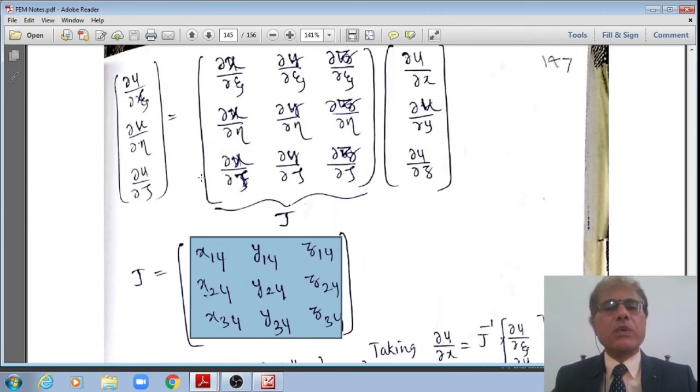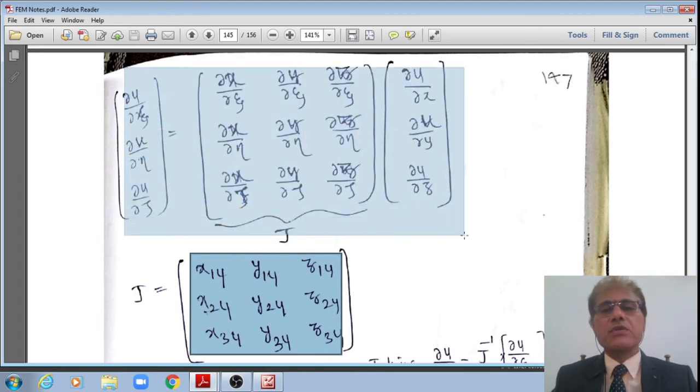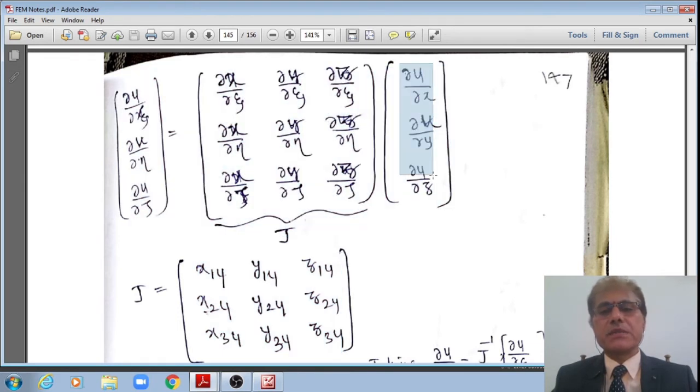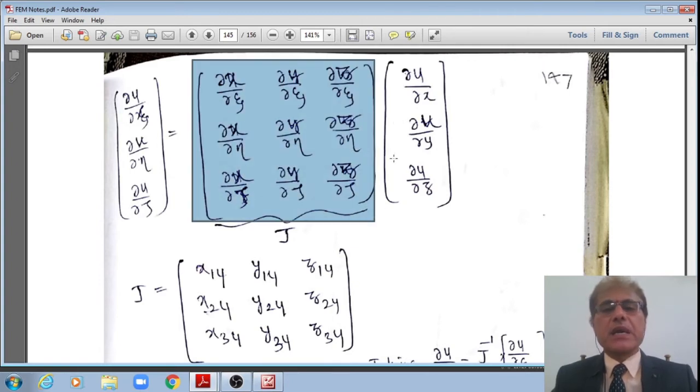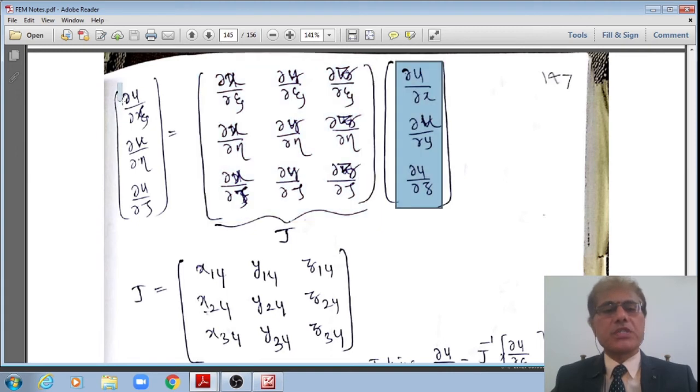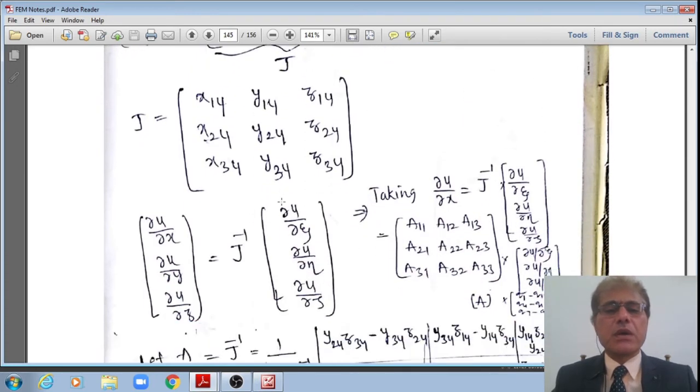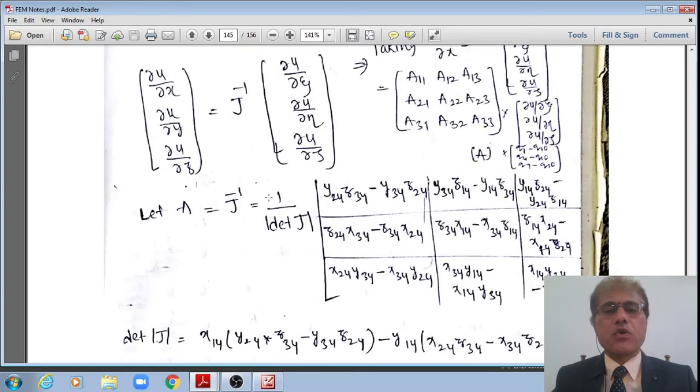Now I'll invert this above equation so that I'll get the strains with respect to Cartesian coordinate systems. Here you please see that this Jacobian J is transforming the strain terms from local coordinate system to global coordinate system. That is from local coordinate system to global coordinate system. That is why it is called Jacobian of transformation.